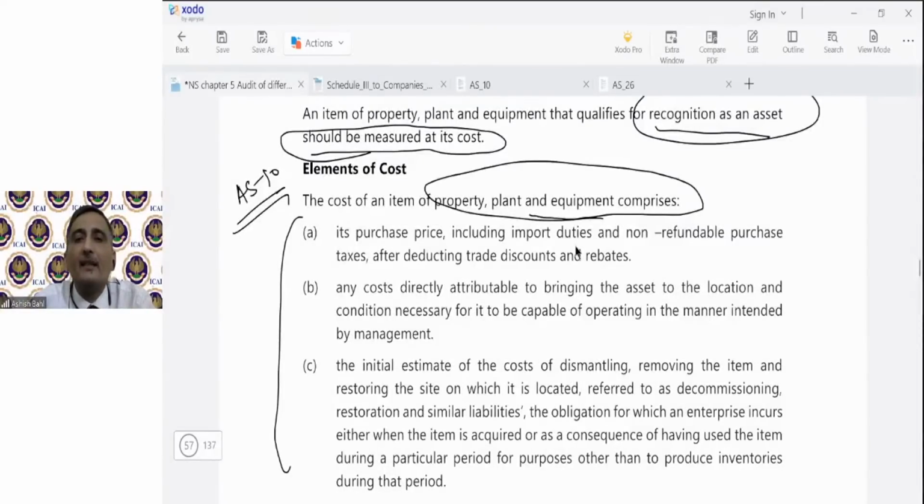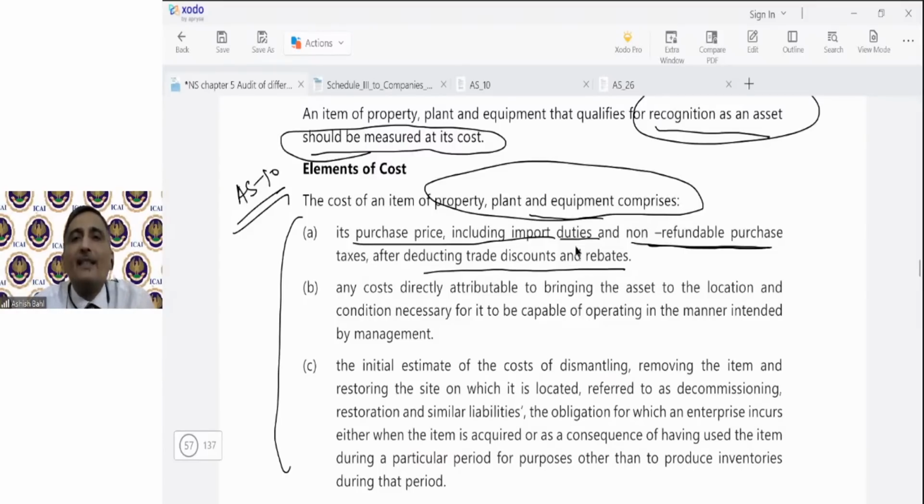Its purchase price, including import duties after deducting trade discounts and including non-refundable purchase taxes. Okay. So कोई भी आइटम है, say students हम talk about मशीनरी, so then cost of machinery includes its परचेज प्राइस एंड ड्यूटीज which go to form part of cost of that machinery, less any discount obviously. So clear students?